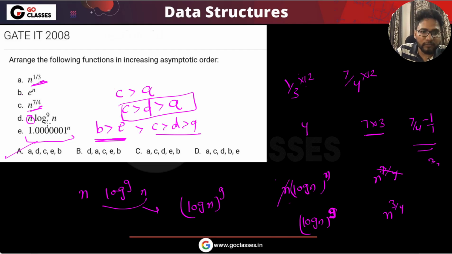Now, if there is any confusion about why B and E are greater or lesser, see, whenever you have some terms, let's suppose n power x and n power y, then you can just compare between x and y, whichever is greater.